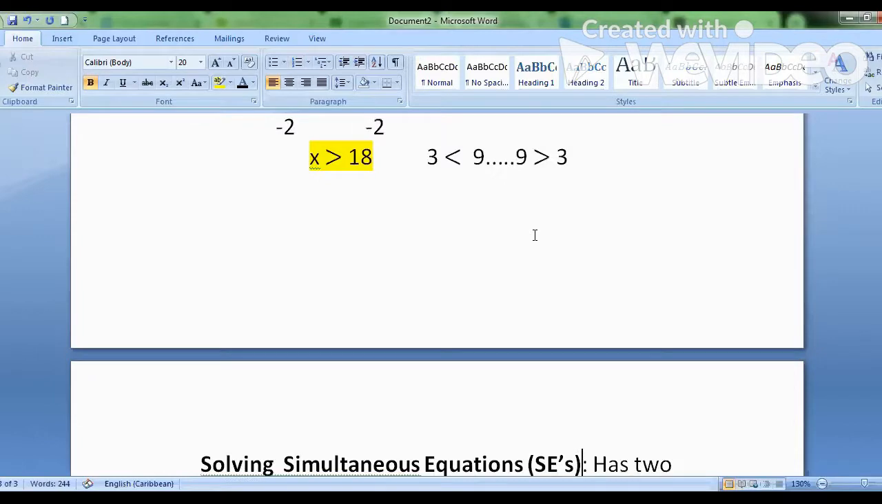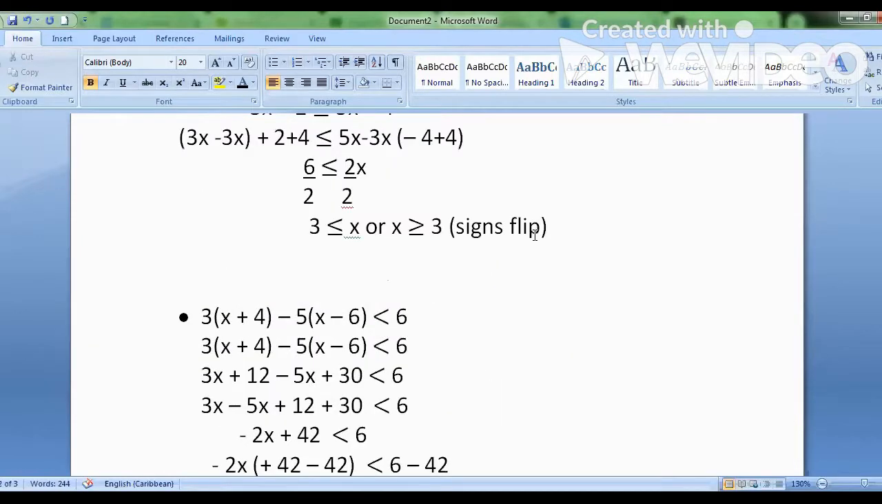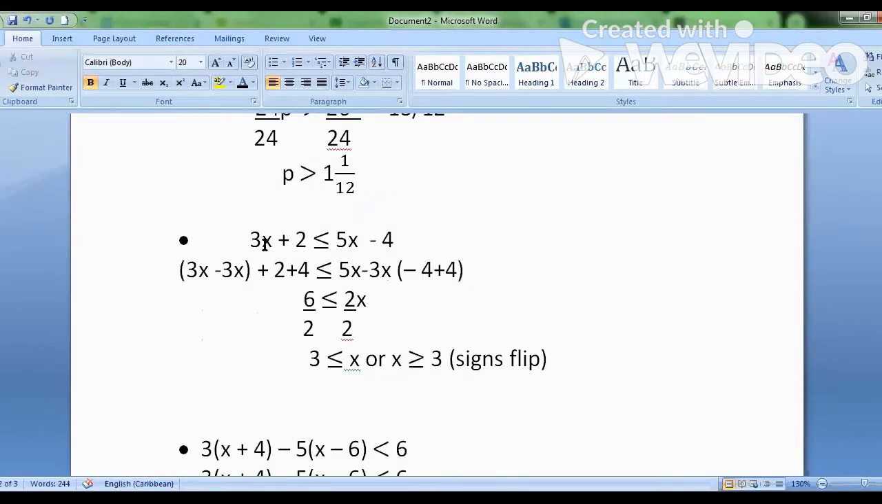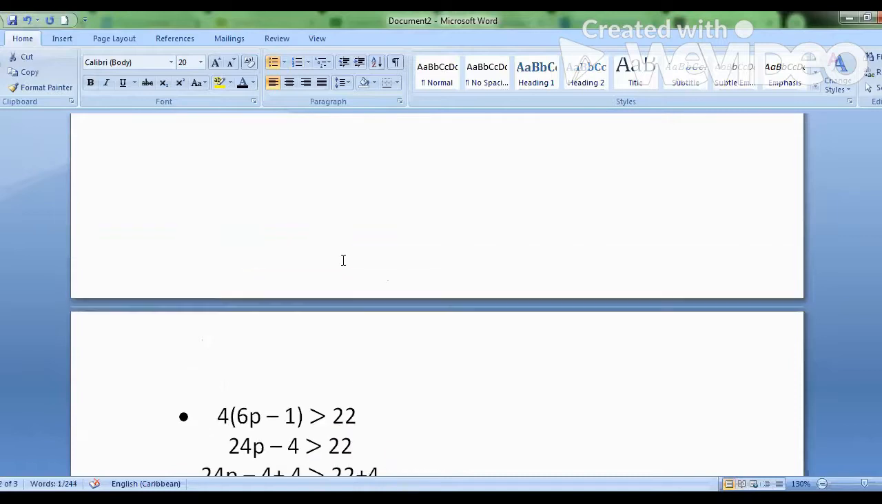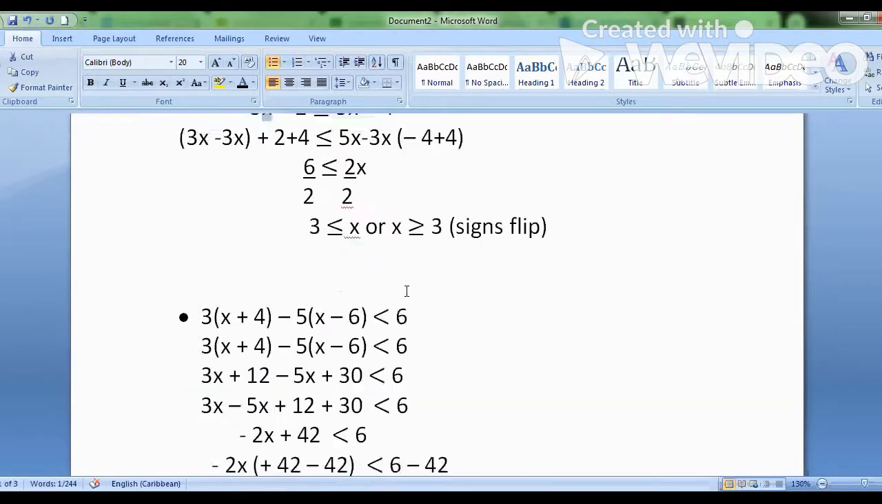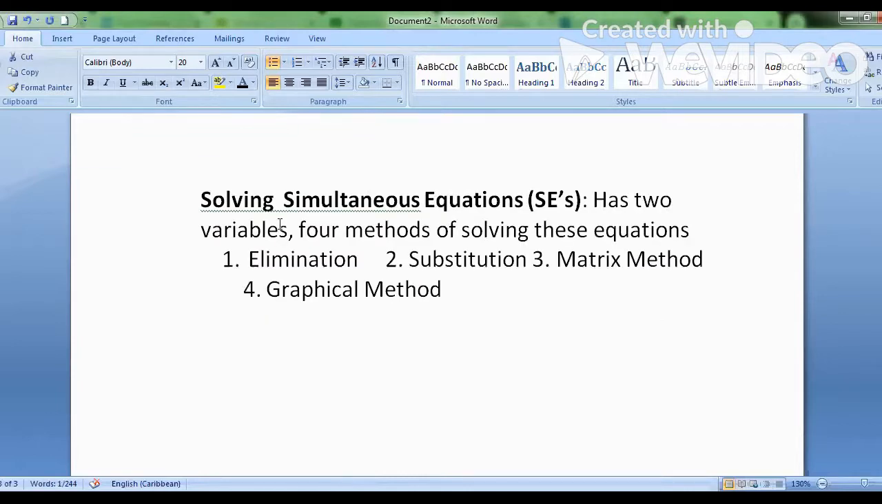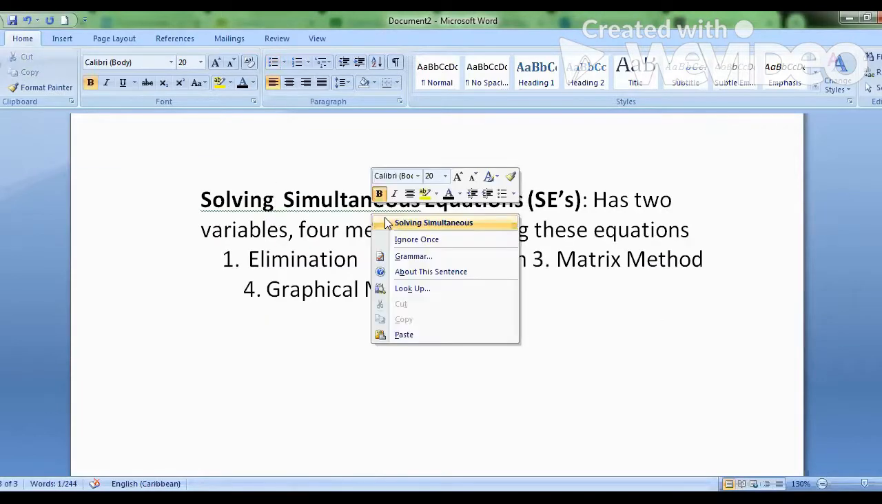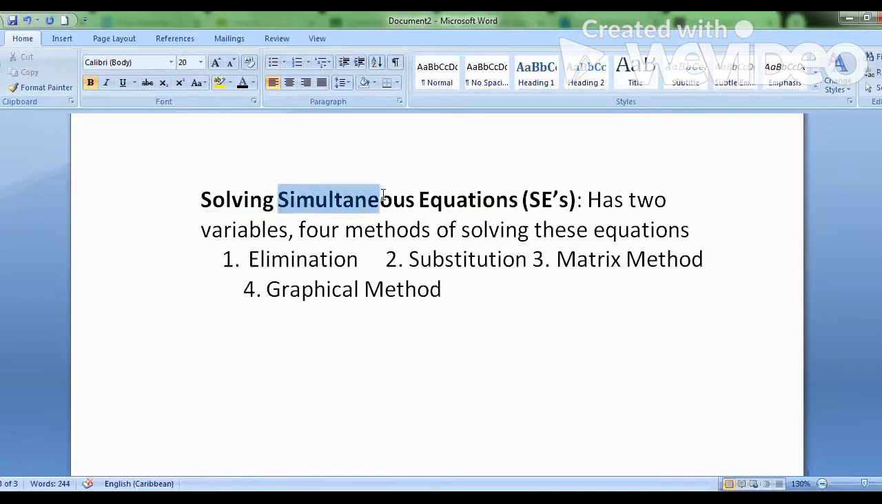You notice every question that we've done since last week always has one letter, not true? The letter can either be on the left or on the right, but it's always one variable, and you call those equations linear. But when you have more than one variable, they're not called linear anymore. They're called simultaneous equations.